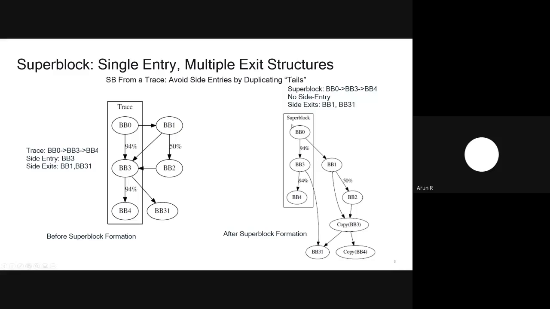So now, since a superblock has only side exits and no side entry, it is much simpler to deal with. So this is how we simplify the trace scheduling problem. But can someone tell me what is the drawback in doing this? Sure, there is an advantage that we don't have to deal with side entries, but what is the drawback in doing this?